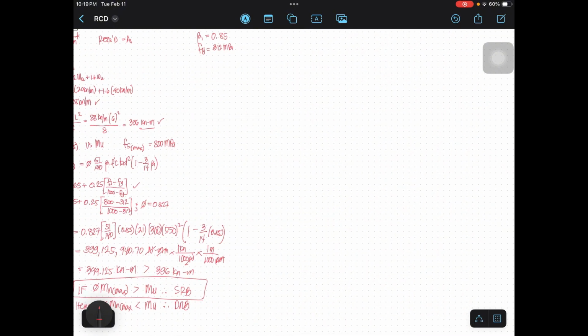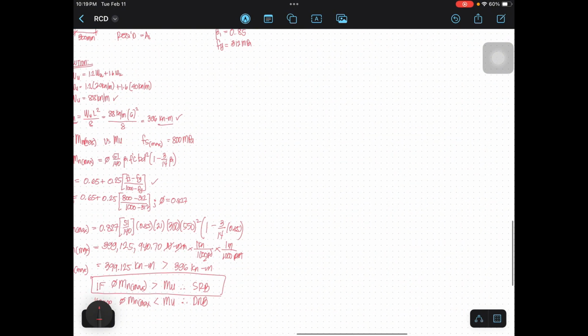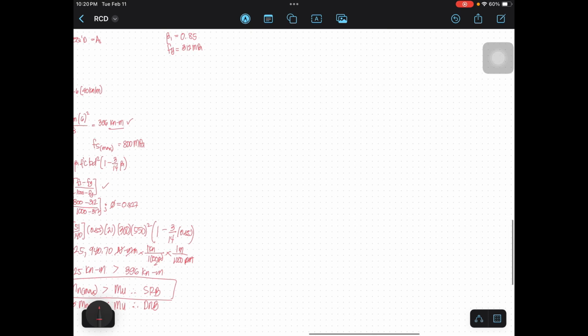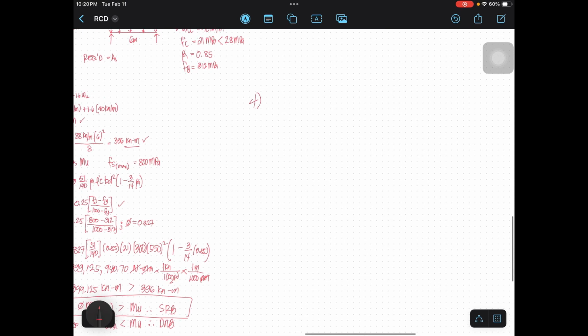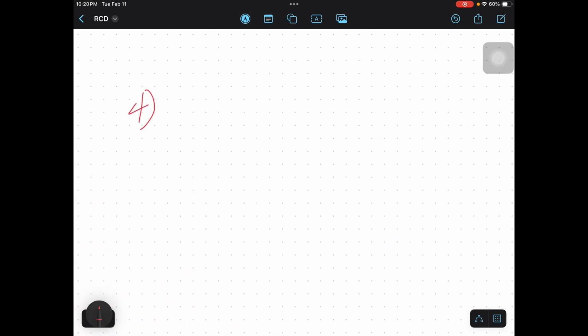Next, after natin makuha yung mga moments, compare it to determine if it is SRB or DRB. Next thing naman na consider natin, i-check na natin siya if tension control siya or not. Okay? So, fourth step, solve for moment due to tension controlled.